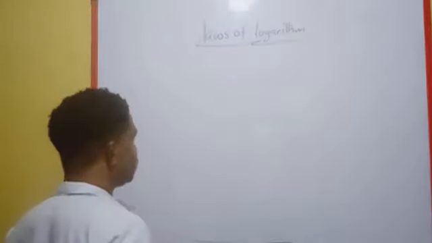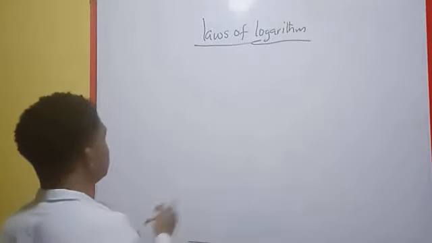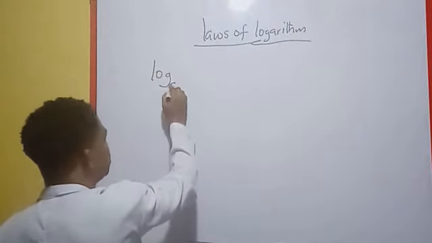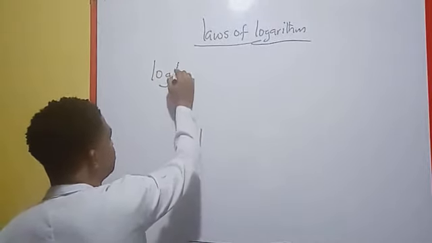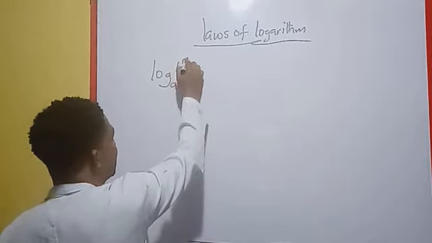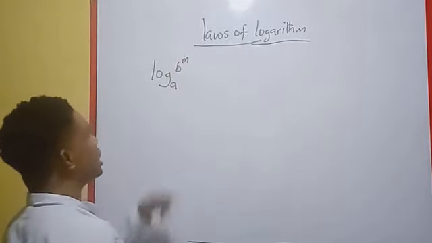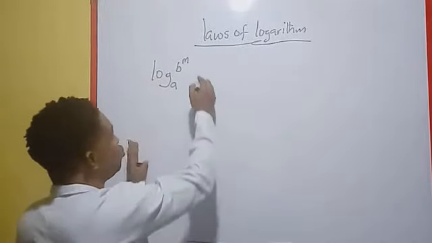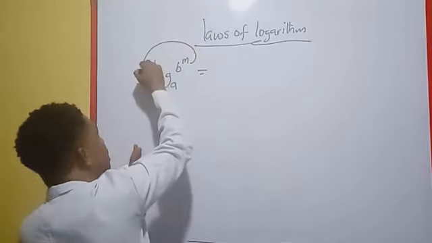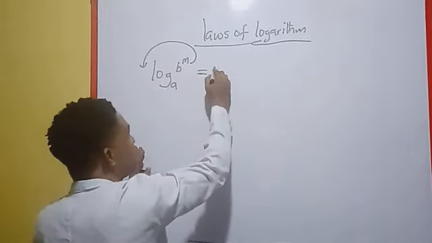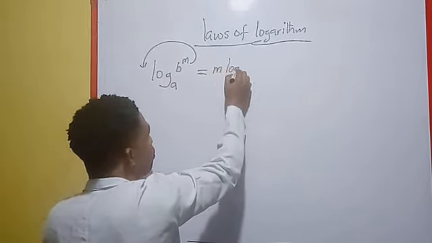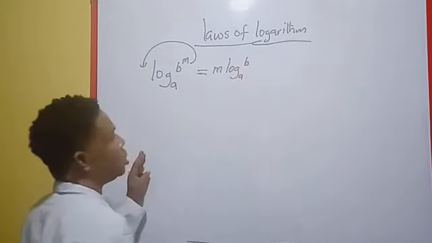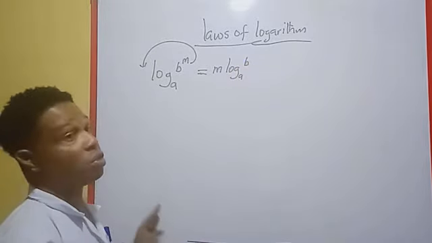Now, the second one I want to talk about is when you have log to base A raised to power B raised to power M. You see that the power is raised to power again. In that case, what you do is this M will come here. You now have it this way: M log base A raised to power B. That's how you express it.